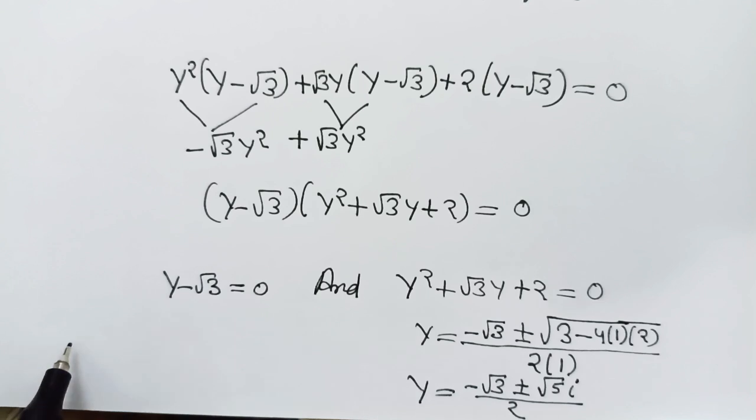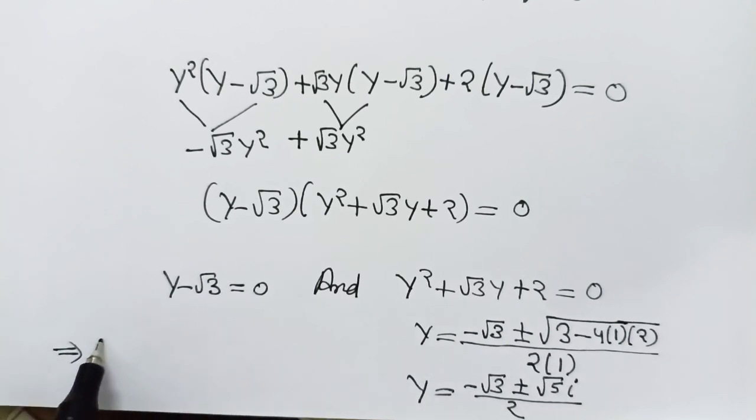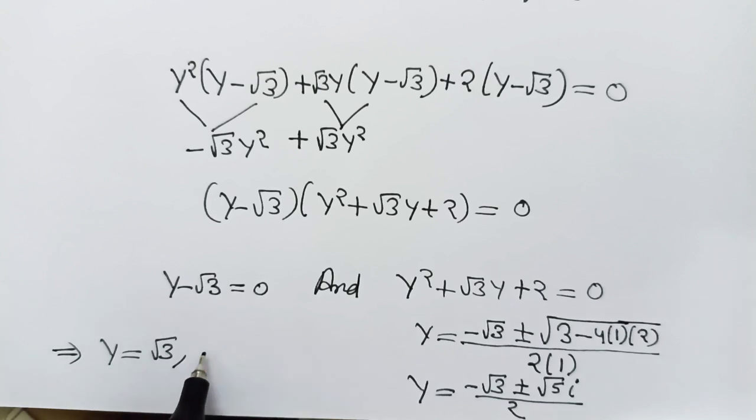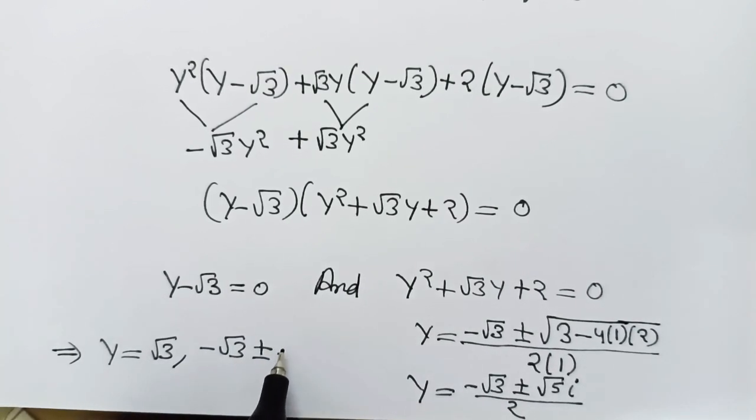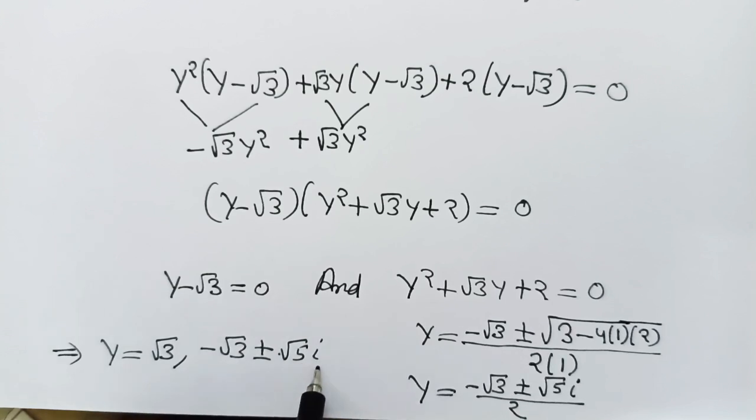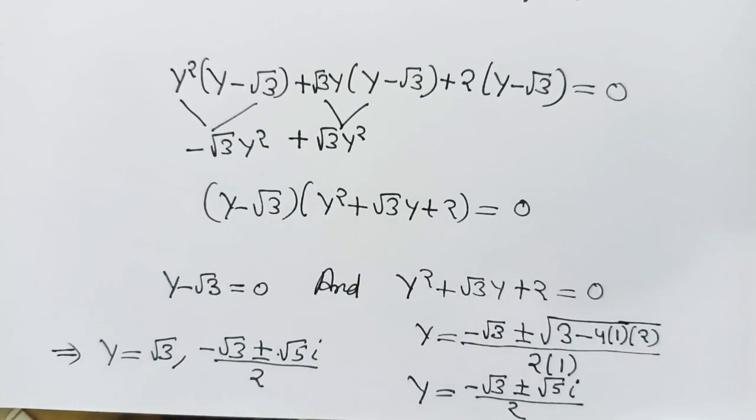So finally the value of y is square root 3 and minus square root 3 plus minus root 5 iota divided by 2. And this is a complex value, so we will only consider the real value, and the real value is square root 3.